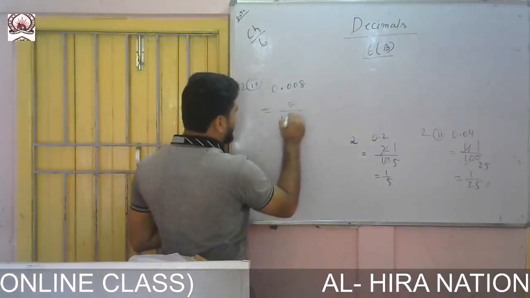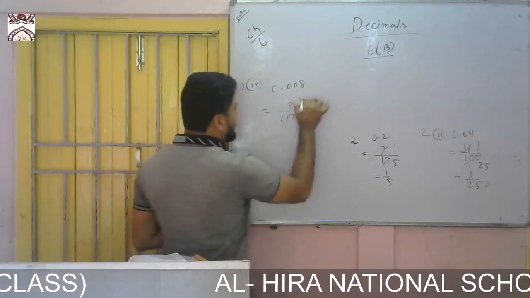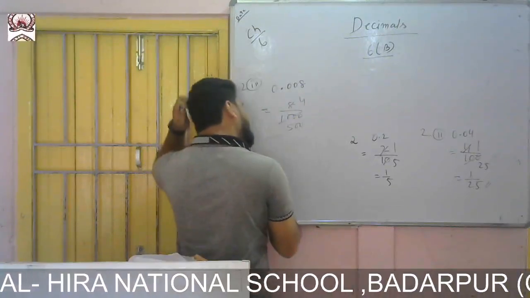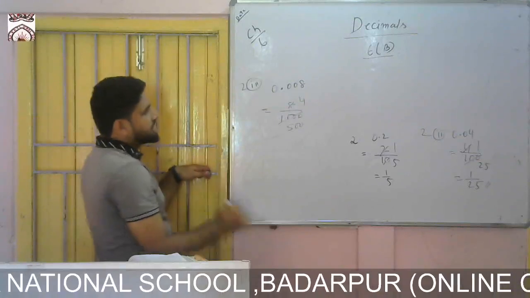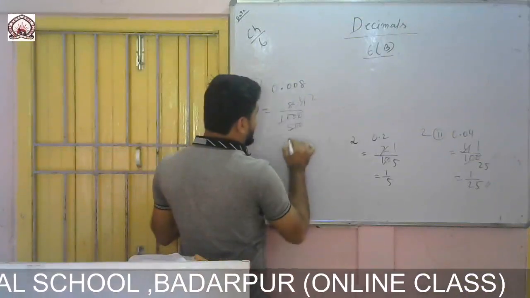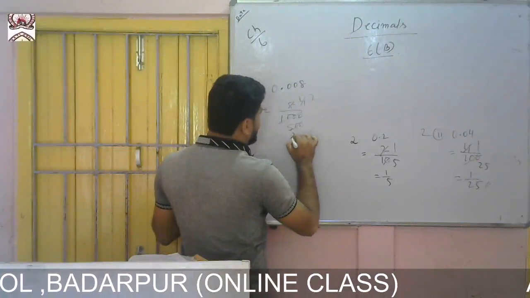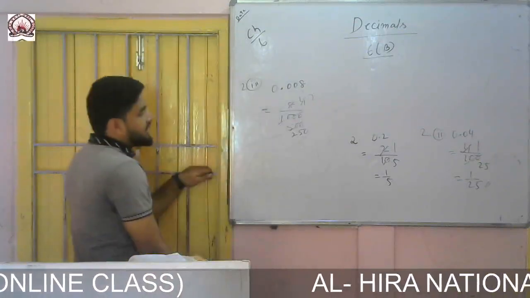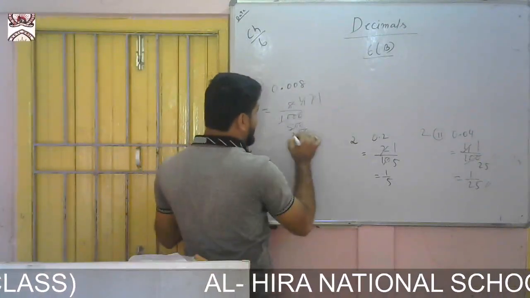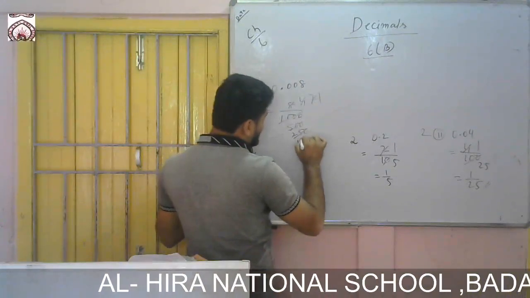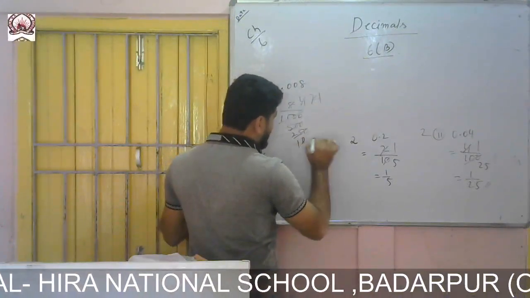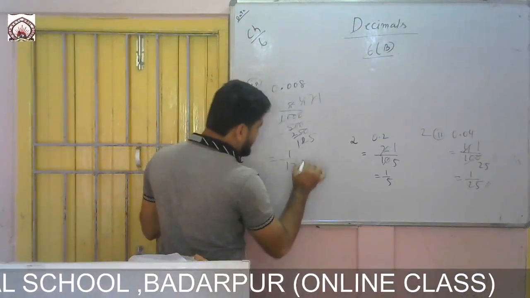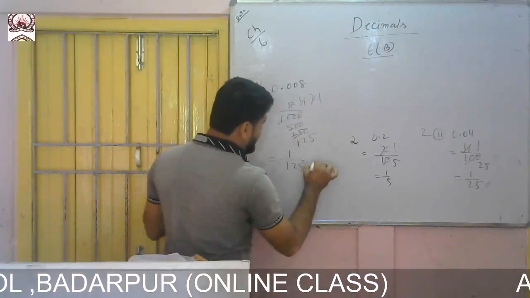So 8 by 1000. Okay. So 2 4s are 8, and 5 2s are 10, then 500. Then 2 2s are 4, and 25 2s are 50. Then this one I can write: 2 1s are 2, 2 2s are 4, remain 1. 2 5s are 10. Okay. So 1 by 125.